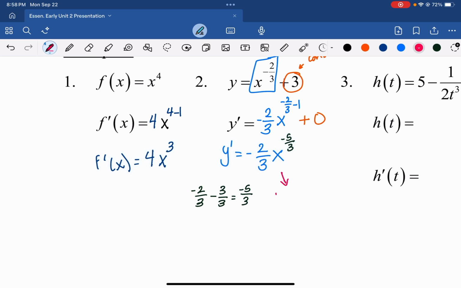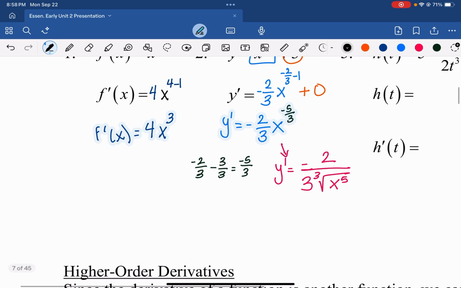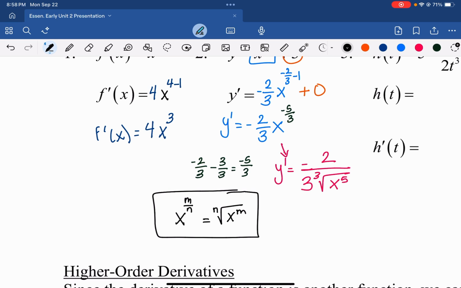Okay. So this is going to look like y prime is equal to negative 2 over 3 times the cube root of x to the 5th. Okay. That's using exponent properties. The main one essentially here is that if I have x to the m over n, that's equal to the nth root of x to the m. So that's a property that we're going to be using quite a bit to rewrite fractional exponents as radicals.